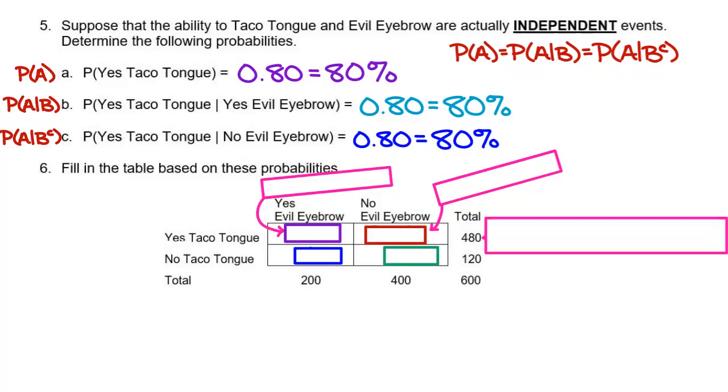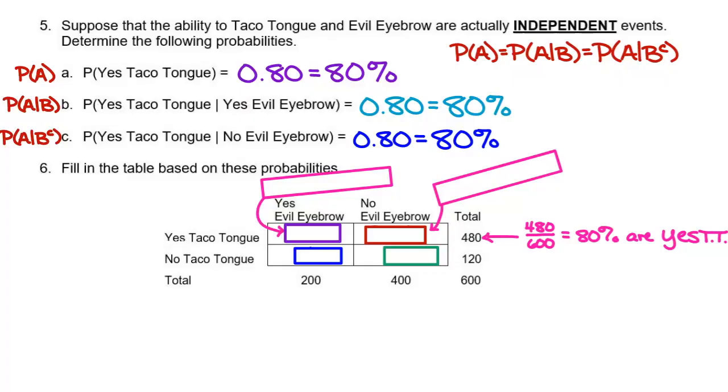So I want to know what this table would look like if things really were independent. I know that 480 out of 600 is 80%. That's my 80% yes taco tongue. If I wanted yes taco tongue given that yes evil eyebrow comes out to 80%, what should go right here? 160. Why? Yep. That is 80% of my total in my yes evil eyebrow. So what would this be? 40.